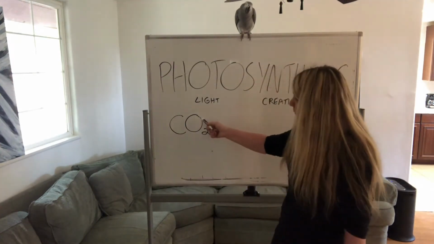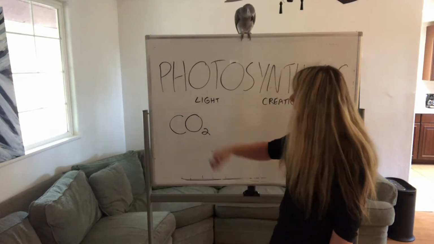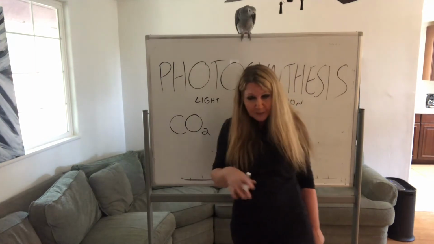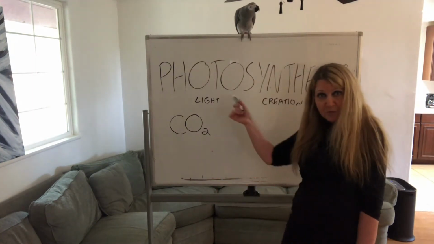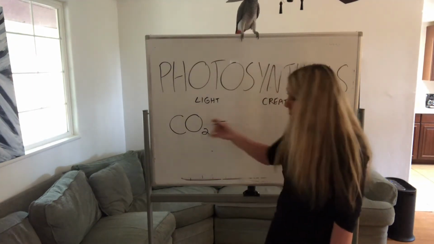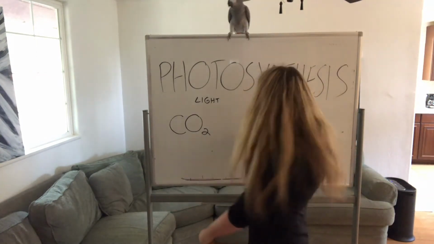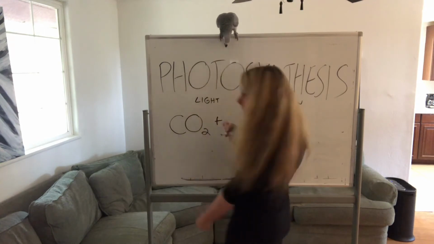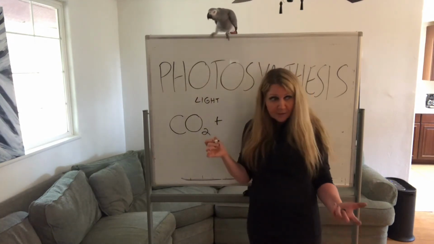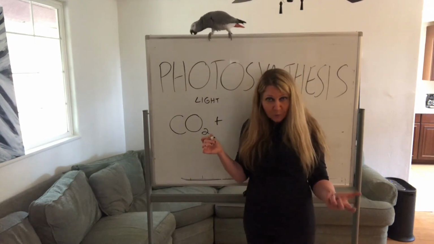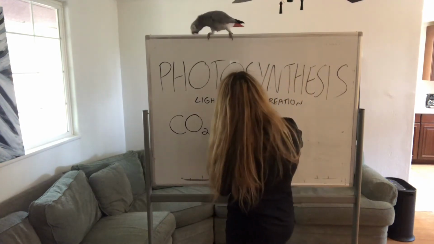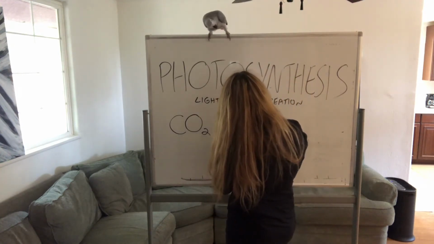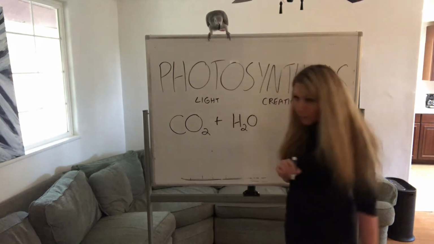All right, so CO2, though, is used by plants and bacteria. This is why they're so important, because they can suck up that CO2. So now we have CO2. What else do plants need? Plants and the bacteria need water. So H2O.